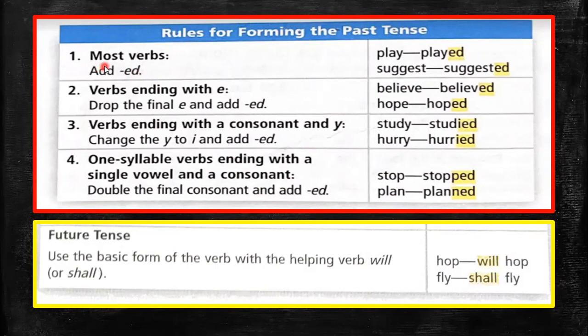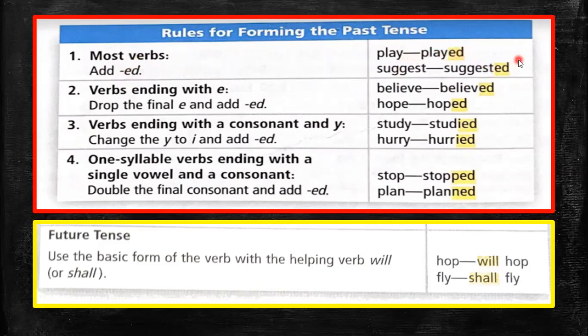Rule number one states that to most verbs, you are going to add ed. Okay, so we have play, played, suggest, suggested. The ones on the left side are the verbs in the base form, and the ones on the right side are the verbs that are already in your past tense form. So this is what we're going to do to the majority of the verbs. We are going to add ed to form the past tense.